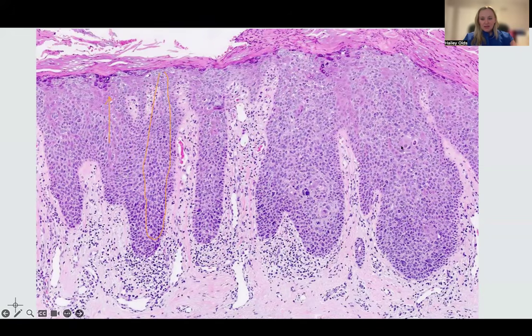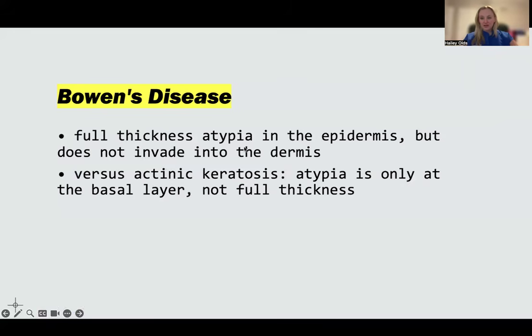You also see some mitoses that I'm circling here that aren't normal to see. And then there's parakeratosis as well. However, unlike the last slide, it's not invading into the dermis. It's just staying in the epidermis. So this is Bowen's disease or squamous cell carcinoma in situ. And that's defined by full thickness atypia in the epidermis, but it doesn't go into the dermis.